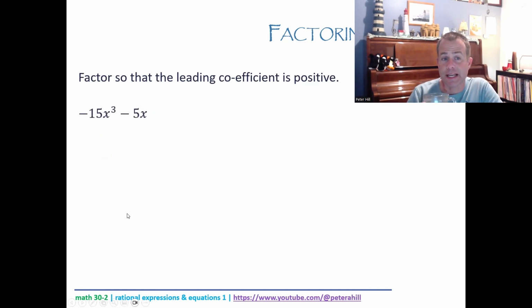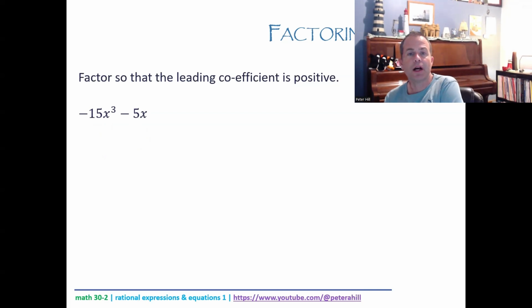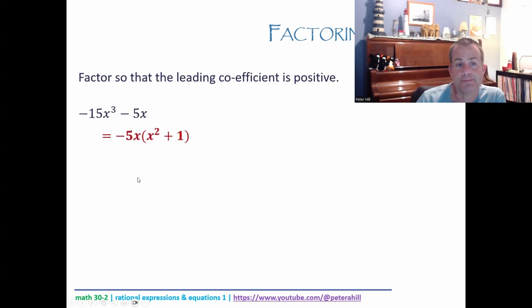Okay, -15x cubed minus 5x, that is written in the right order. The leading coefficient is on x cubed, and it would be -15. So I want to factor out a -1. I could also factor out a 5x. So let's factor out a -5x. When I divide -15x cubed by -5x, that will leave me with positive x squared. And then when I take -5x and divide by -5x, that leaves me with +1.